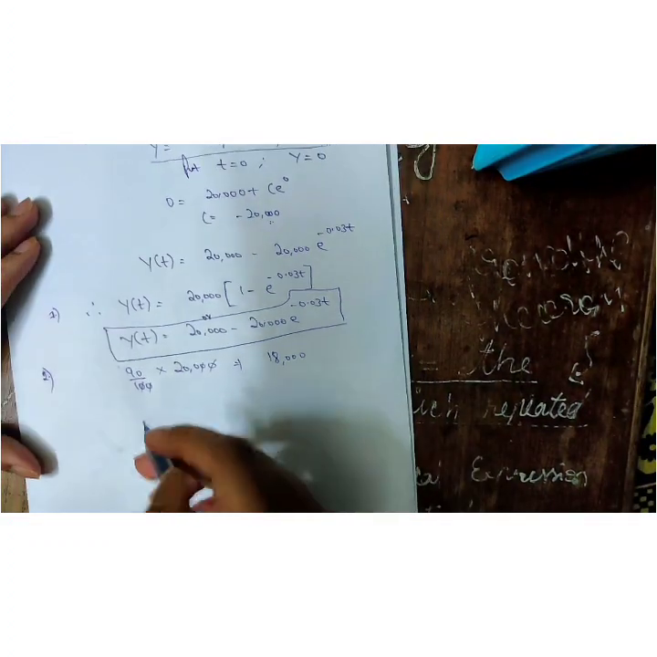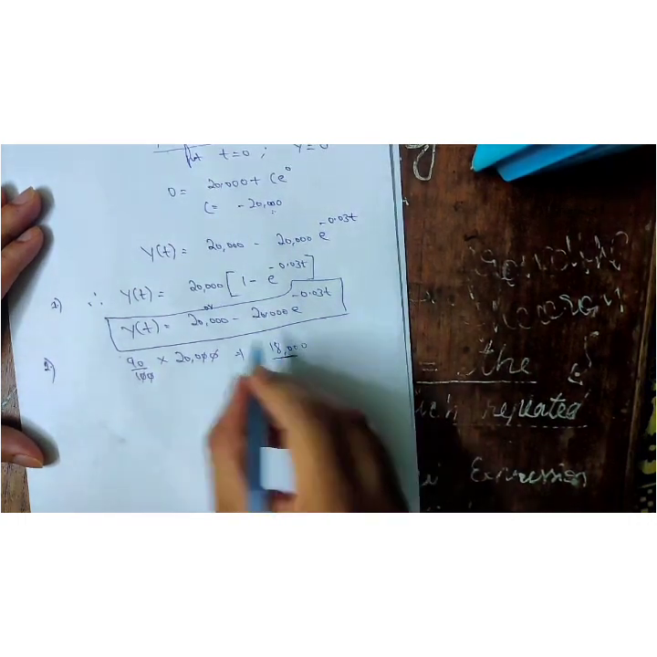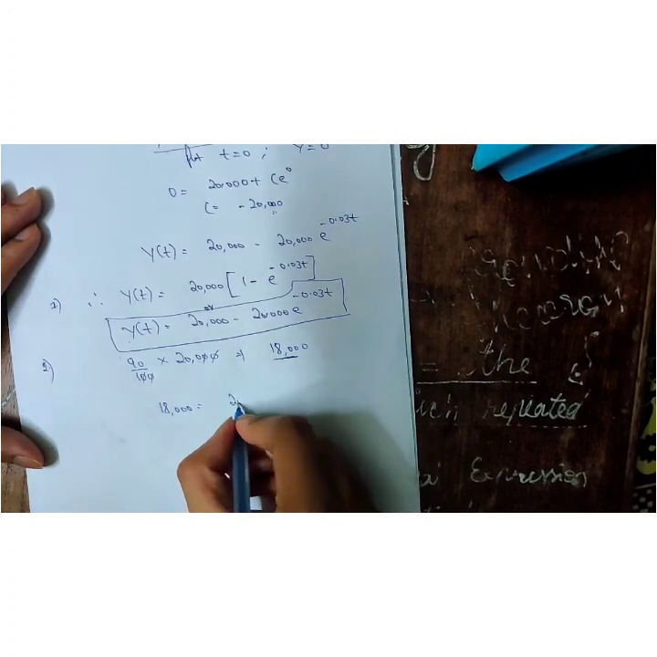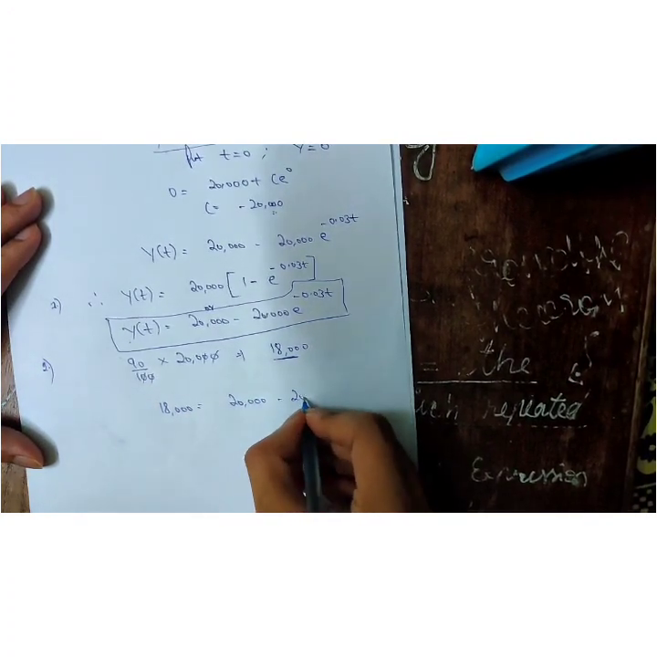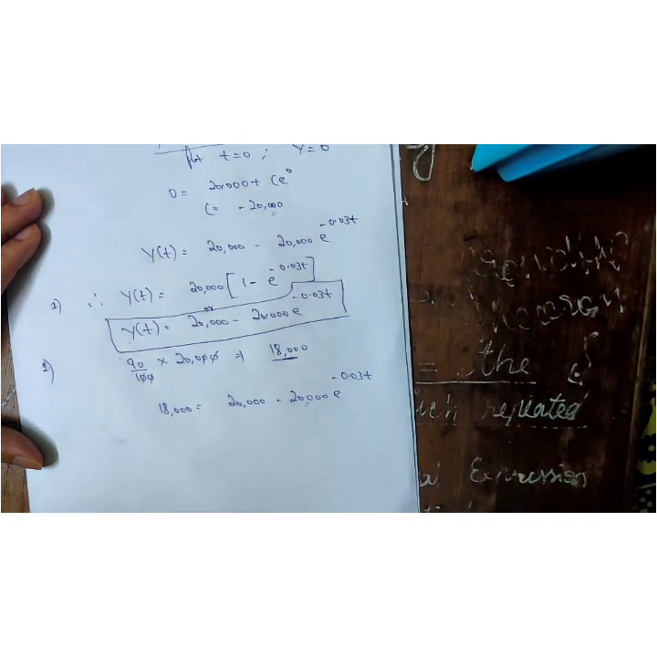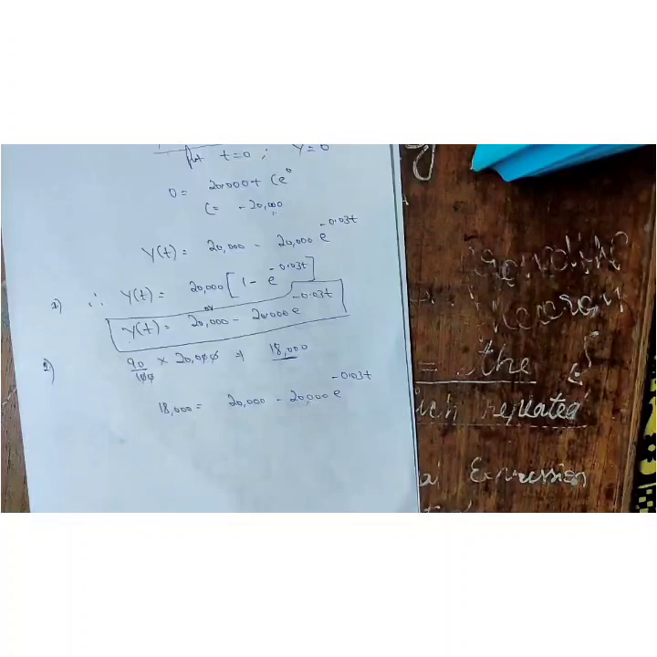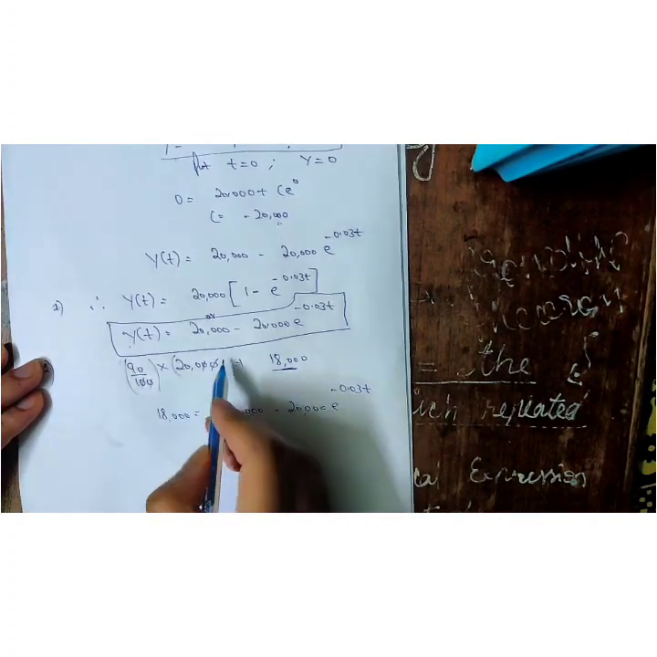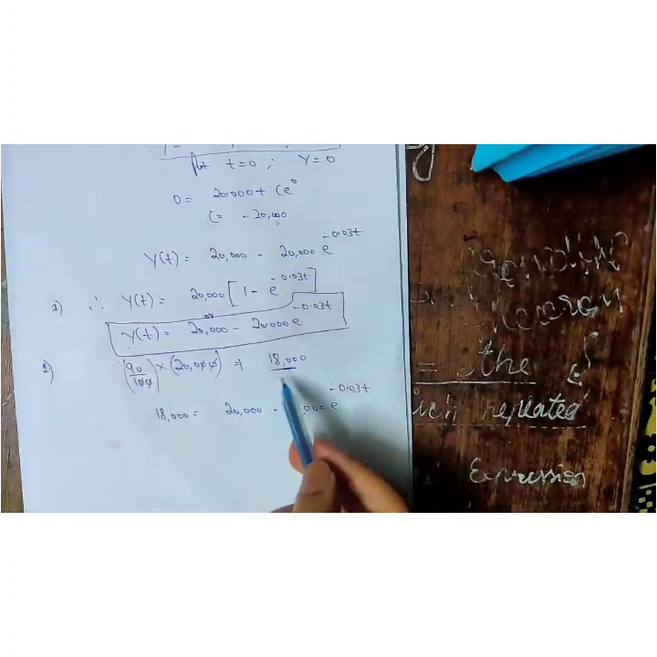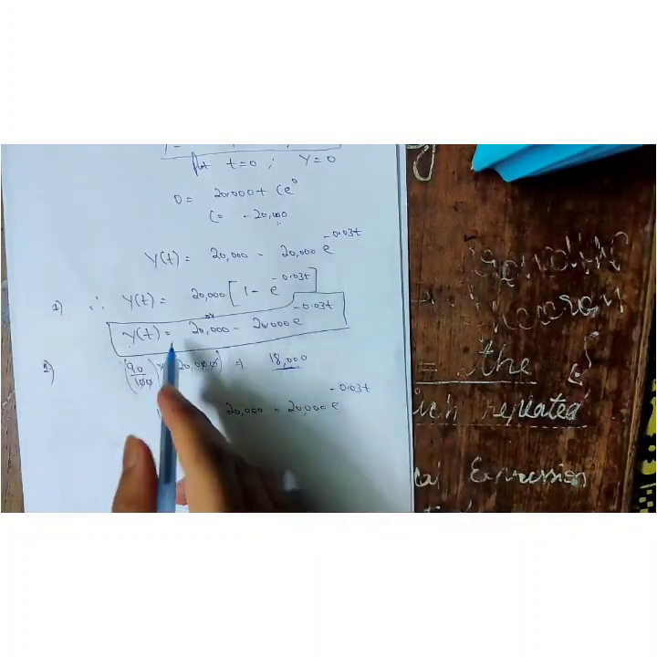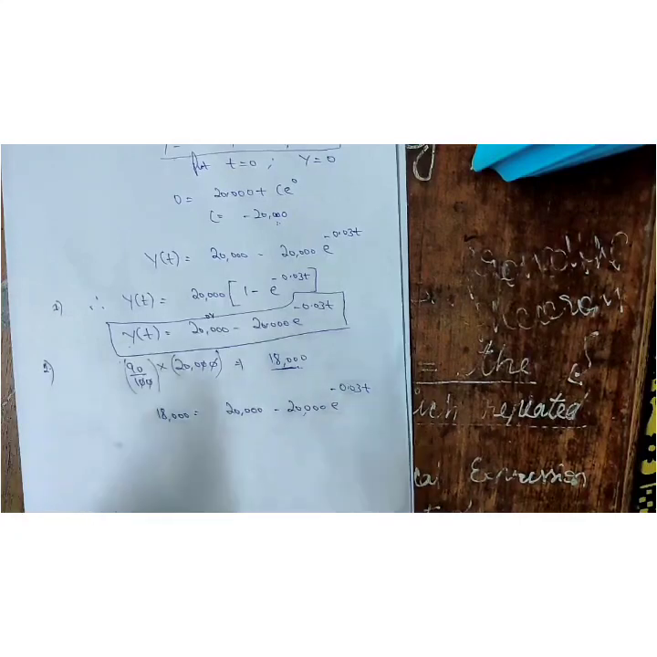Okay, guys, now put this value of 18,000 in the y of t. 18,000 is equal to 20,000 minus 20,000 into e to the power of minus 0.03t. Did you understand the process, guys? We have the 90% of total air, which is 20,000. 90% of 20,000 is 18,000. So at what time is 18,000 of air present? That is what he's asking in simple terms.